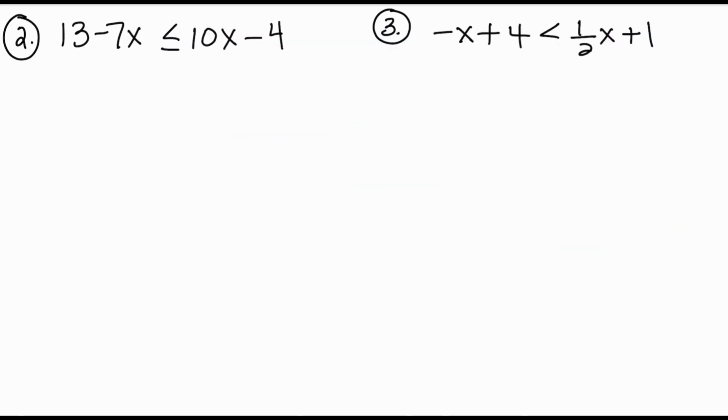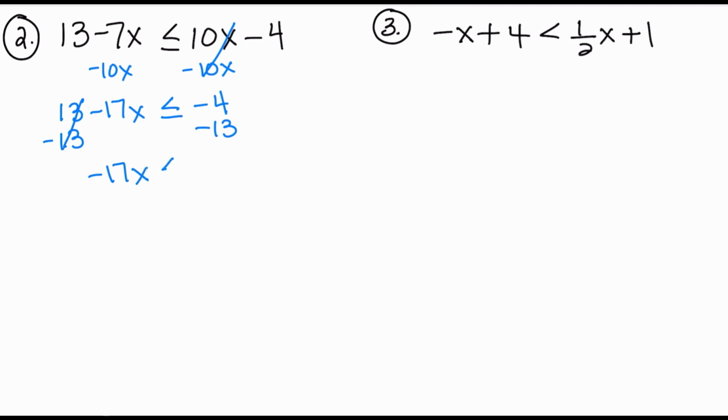In question number 2, I'm going to start off by subtracting 10x from both sides. Once again, I prefer to keep the variable on the left-hand side, but you can do it so that it is on the right-hand side. So now here I get 13 minus 17x is less than or equal to negative 4. Then I'm going to subtract 13 from both sides. I get negative 17x is less than or equal to negative 17.